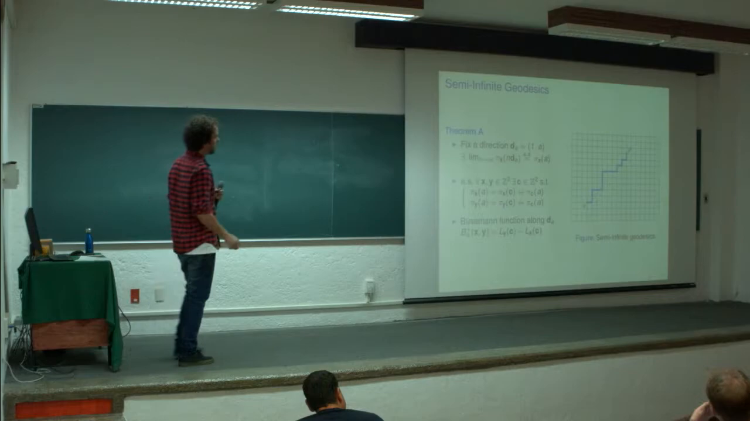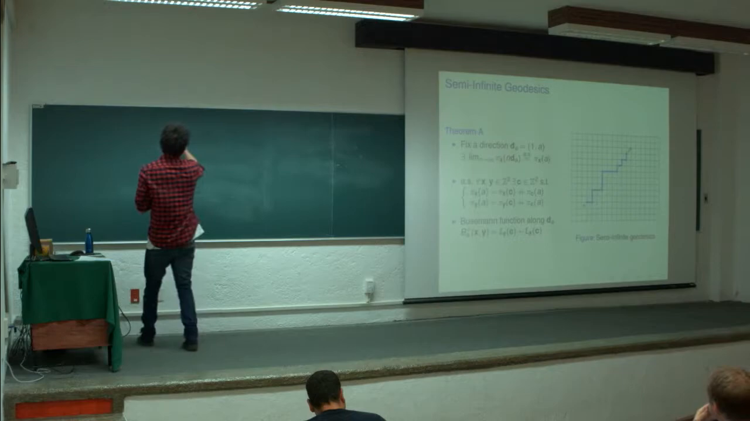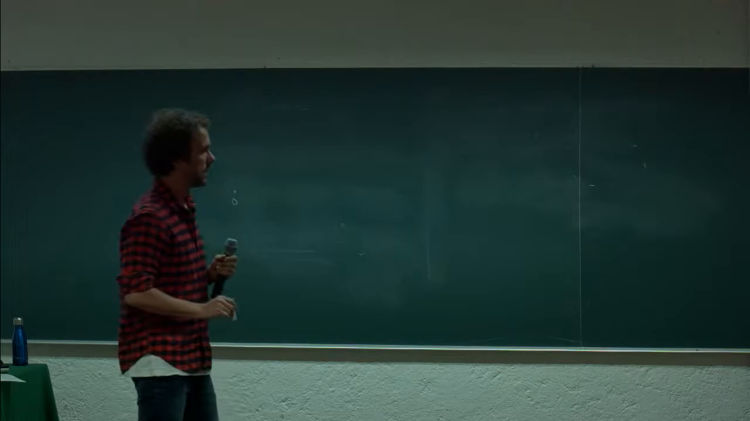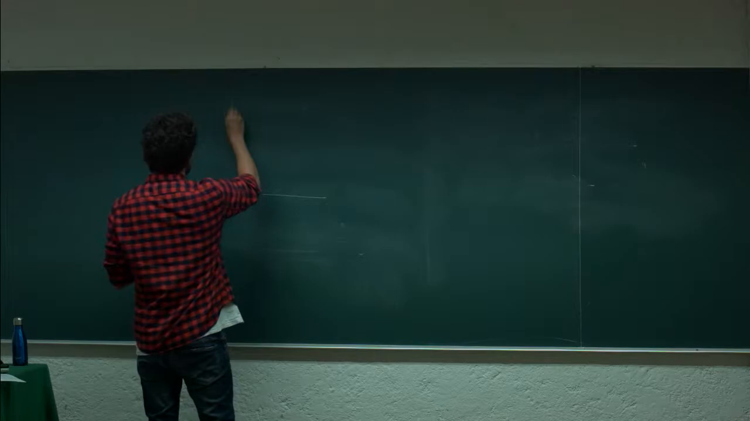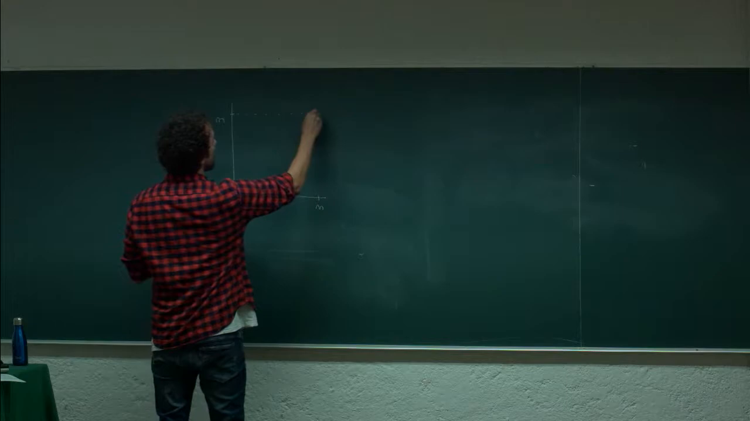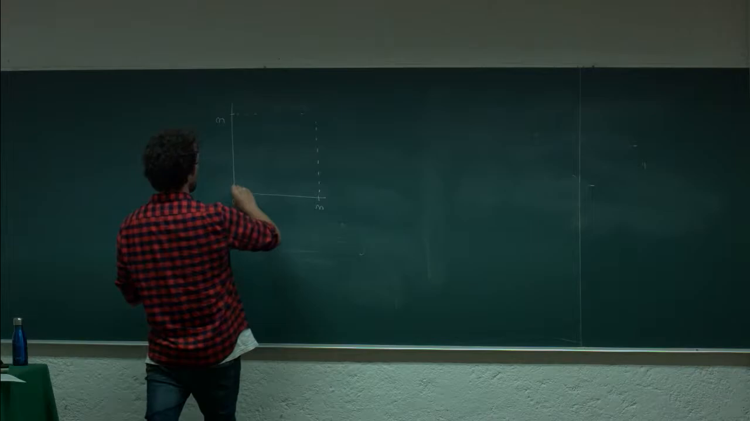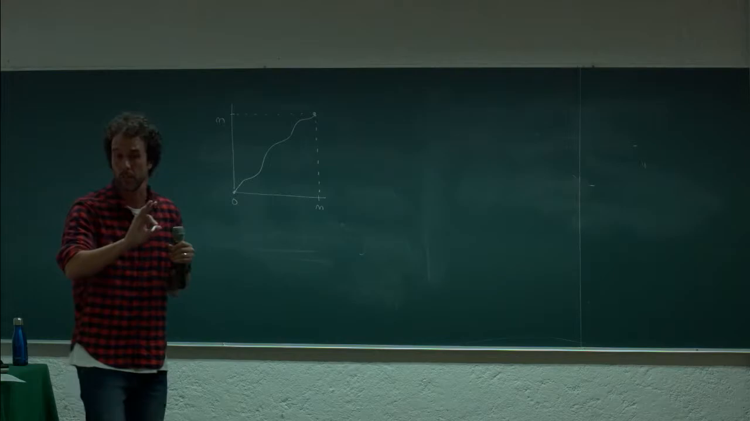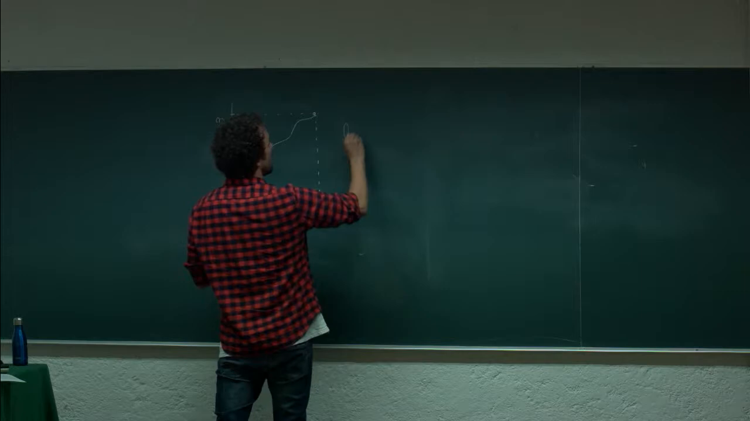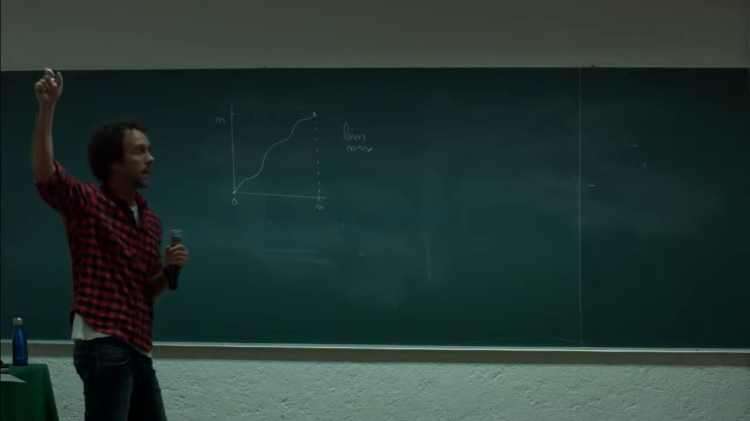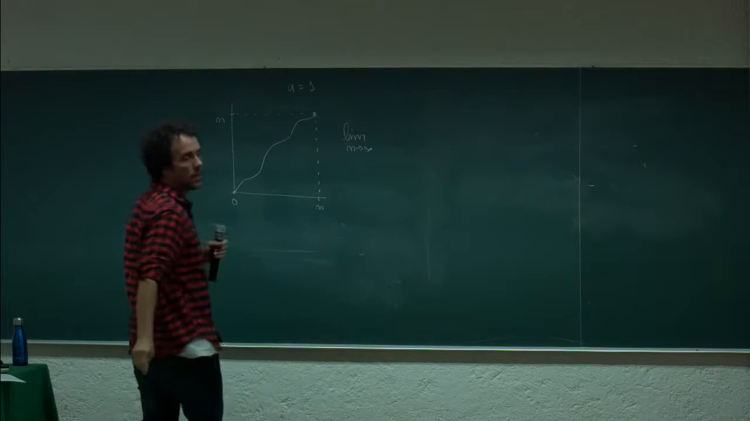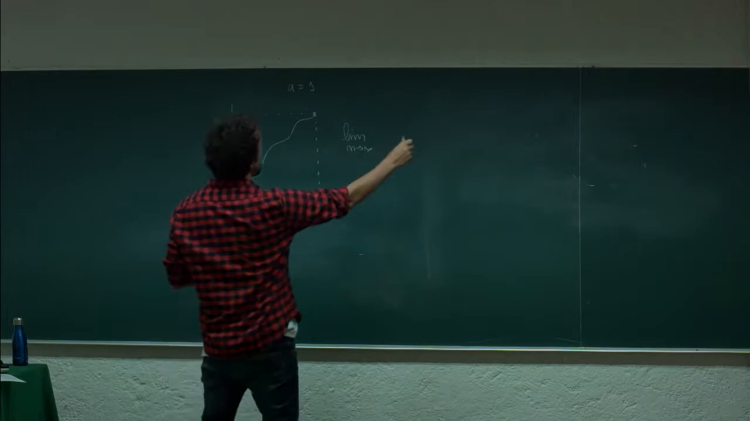So this theorem A is just saying the following. Think of x as being zero, the origin of the lattice. I will take the point n here, and then I will take the path, the geodesic from zero to n, n. So this is a finite geodesic. It's a well-defined object. And what I want to see is the behavior when n goes to infinity. Here I'm taking the diagonal direction, and I'm sending n to infinity. So this is what is written in theorem A.